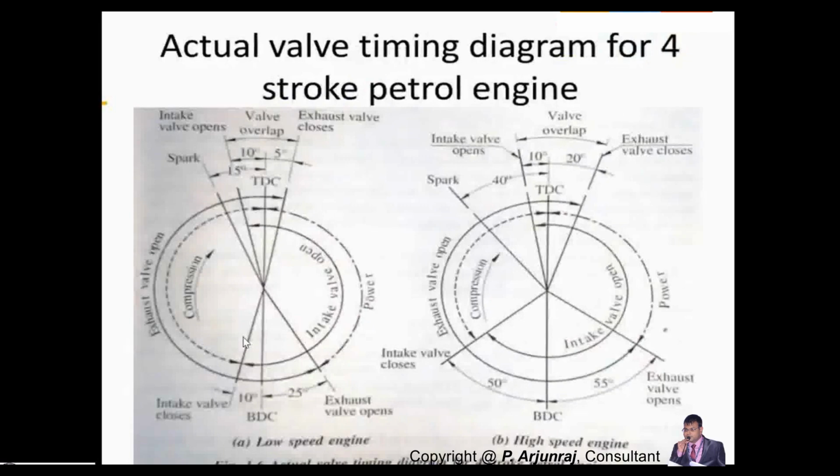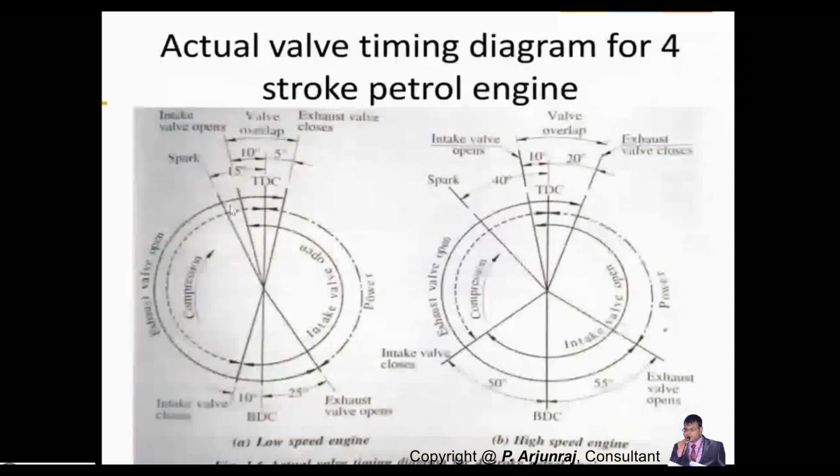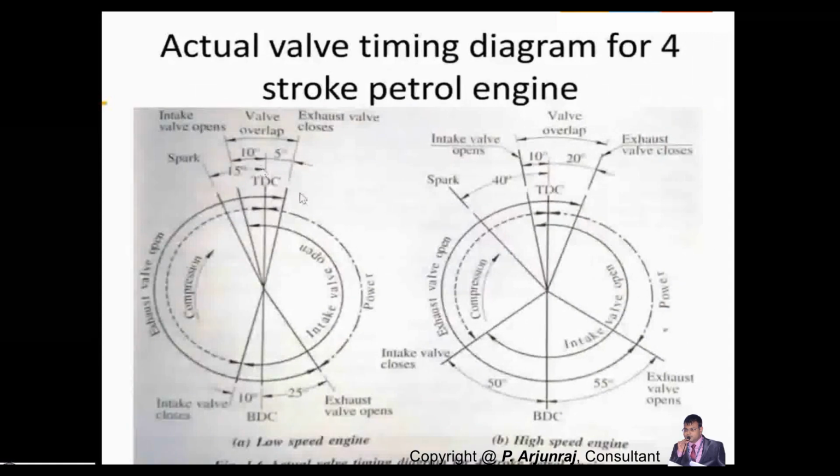This is the valve timing diagram for a four stroke petrol engine. Again, I am going to divide the four stroke petrol engine, the gasoline engine, into two types: one is a low speed engine, another one is the high speed engine. First, I will complete the low speed engine. This is the TDC, which is nothing but the top dead center. This is the BDC, which is nothing but the bottom dead center.